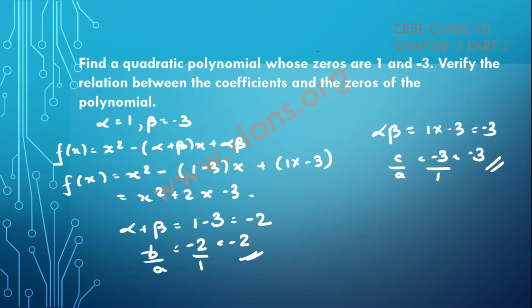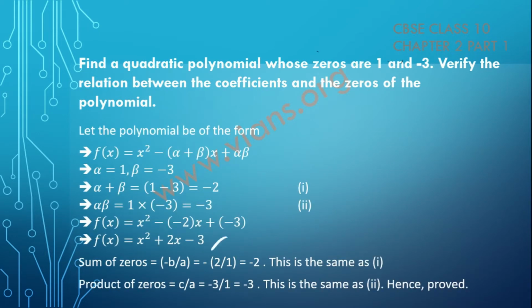If you see, that's what I have done over here as well. X square plus 2x minus 3 is what we've got, and then this is how we've gone ahead and proved both these values are the same. Alright, so the relationship has been proved over here.